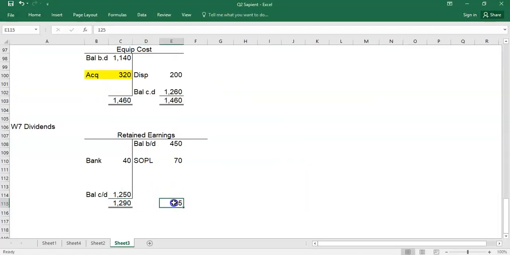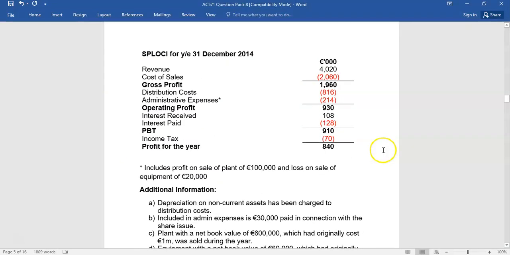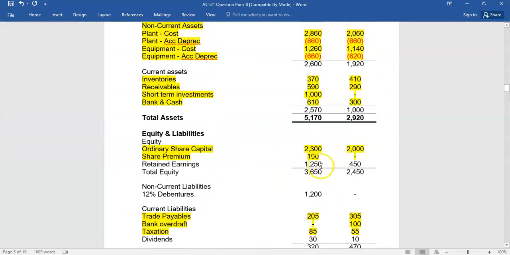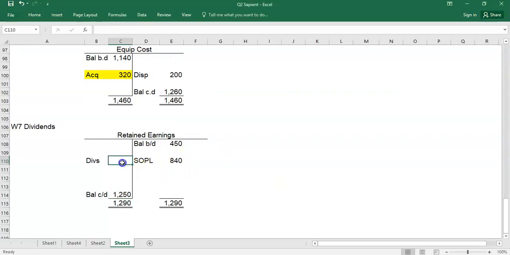So there's only 2 things that will move your dividends. That is your profit for the year, which we know in the question is 840. So that means if we didn't pay any dividends, we should have had 1290 in retained earnings. So your opening retained earnings plus your profit after tax for the year. We only have 1250, which we're told in the question. So that must have meant there were dividends debited to equity.